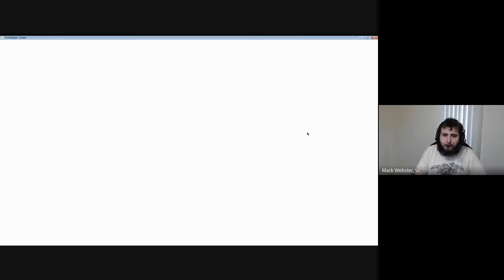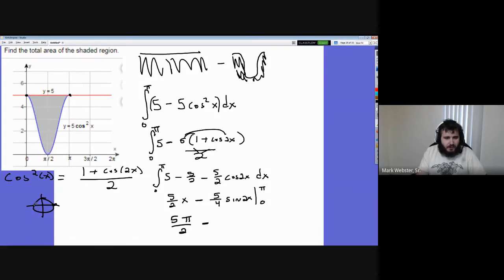Go over here, and then maybe shrink you a little bit. There we go. So, again, you plug in 0, sine of 0, still 0. So we're good there. And you plug in 0 here. So all we have to do is worry about the pi part, right? So we've got 5 pi over 2 minus, what's sine at pi? Also 0. Even better, right? I love it when these things just sort of go away.